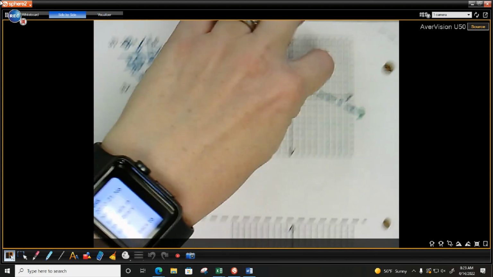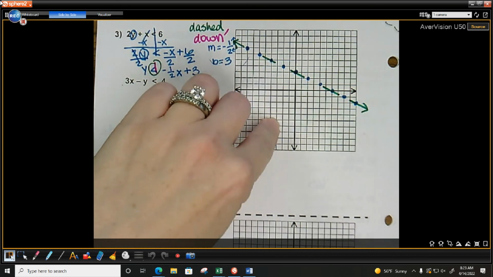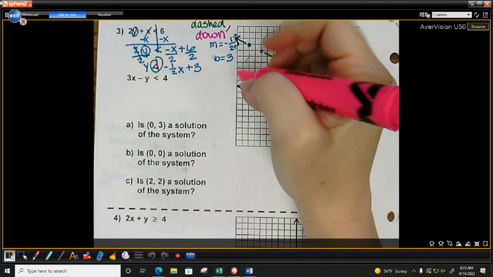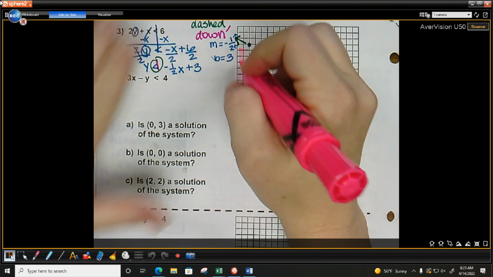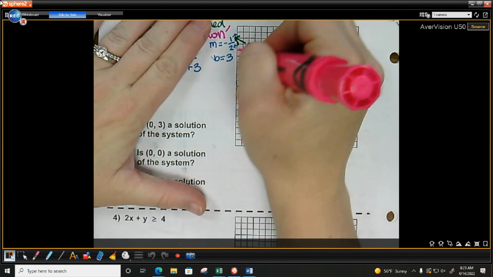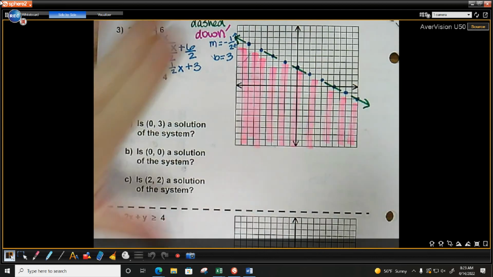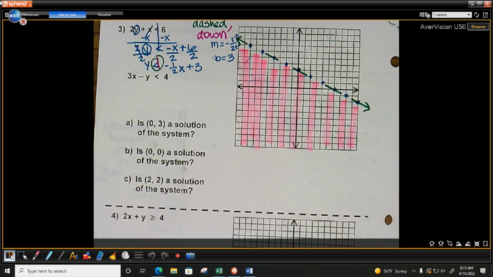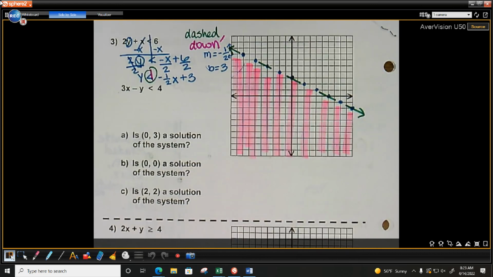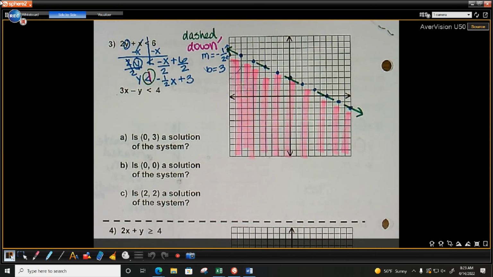Oh no, my highlighter's running out. Guys, your highlighting doesn't have to be perfect, okay? Just clearly needs to be able to see where you are shading. Okay, we good with that one? Miles.